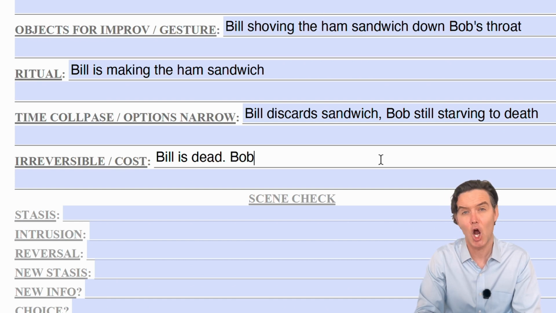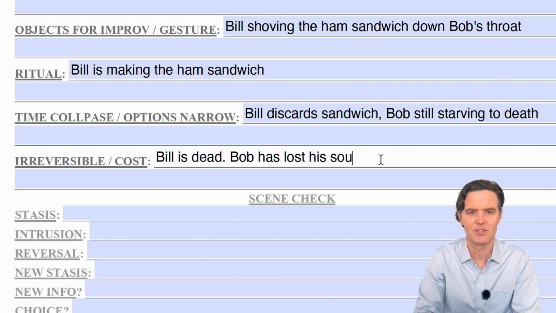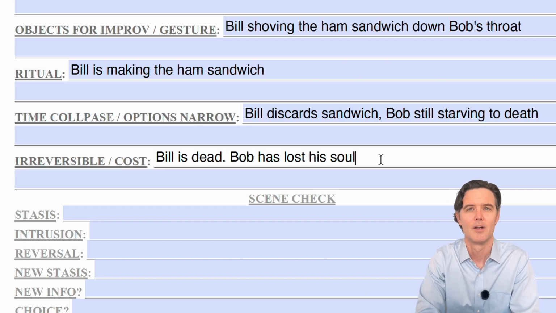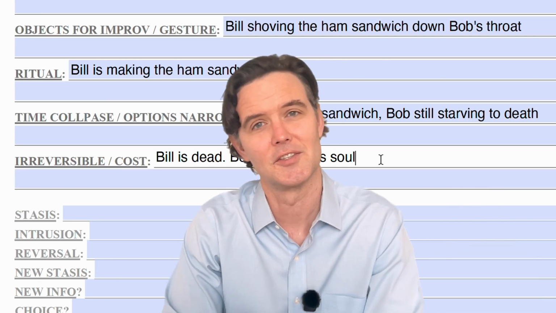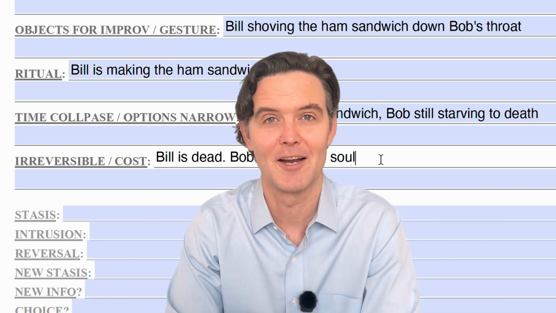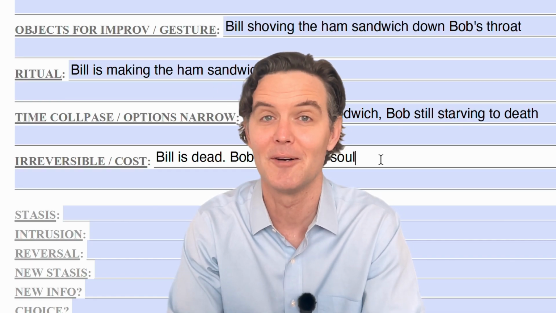And the cost of killing someone is, for lack of a better phrase, Bob has lost his soul. I'm not saying literal soul, I just mean figuratively. Once you cross that red line into being a murderer, you've certainly paid a heavy price, and that price might be your humanity. Boy, this has gotten kind of dark from just a story about a guy wanting a sandwich, but that's what the scene sheet will do, eh?